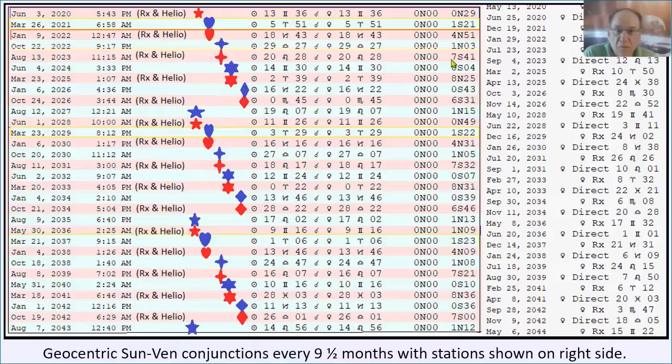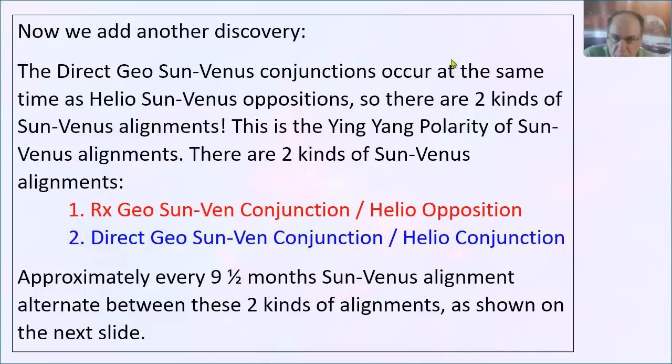Okay, so let me go back because I skipped over this slide. This just summarized what I already said. You have 2 types of Sun-Venus conjunctions: red, which is the retrograde kind, and the direct Sun-Venus conjunction.